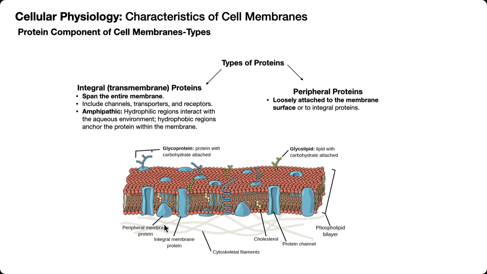Okay, so you see a peripheral protein and your cytoskeleton here. So it allows them to interact. Then they can also act as enzymes or signaling molecules that help with cell-to-cell communication.